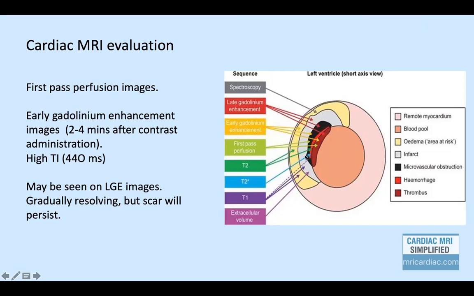To evaluate MVO, you may be able to see it on first pass perfusion, as we had seen in our case. Occasionally, early gadolinium enhancement images are preferred. Basically, these are obtained after 2 to 3 minutes of contrast administration, and these are performed with a high TI, that is 440 ms TI values. MVO can also be seen on LG images at 10 minutes of interval. However, MVO will gradually resolve, but the myocardial scar will persist. So it is important to understand the temporal evolution of MVO.